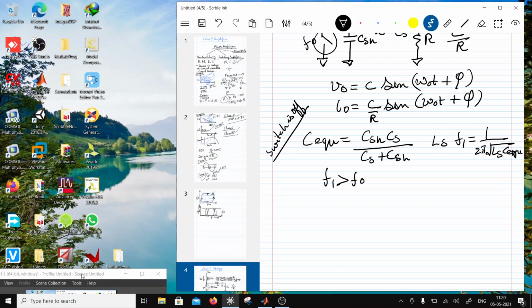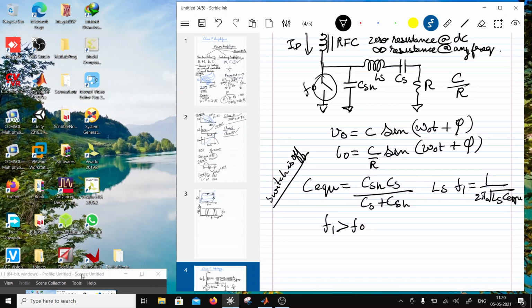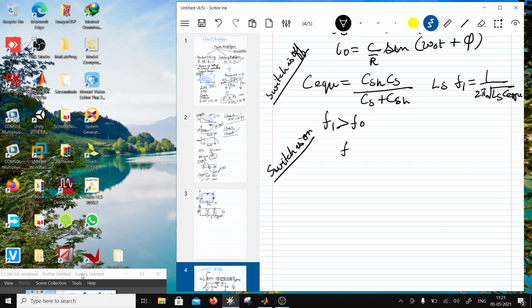So we have a frequency f1 which is higher than f0, which is the switching frequency. Now when the switch is on, then CSH is shorted out. Then the capacitor is CS, which is larger than C equivalent. So when the switch is on, f2 is going to be 1 over 2 pi root of LS CS. Okay, so f2 is going to be smaller than f0, correct?